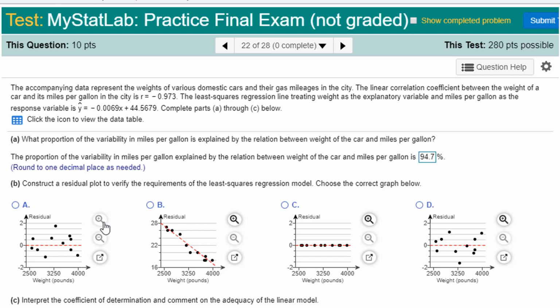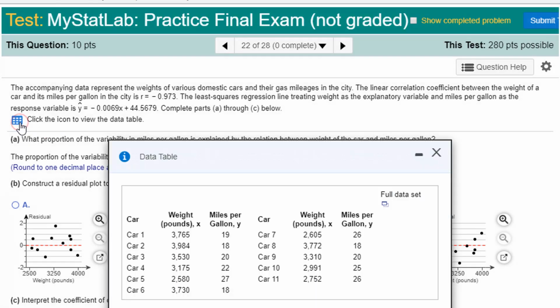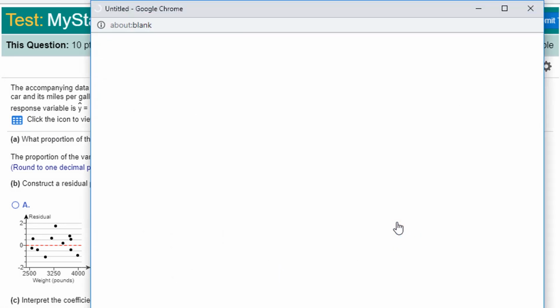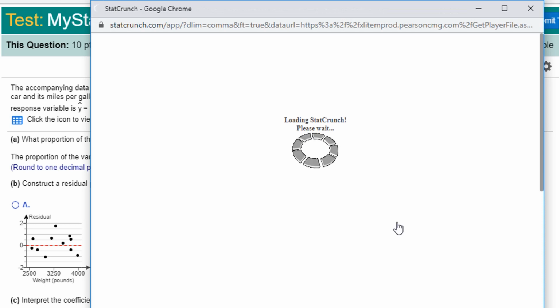Now, we could actually open the data in StatCrunch and we could create the scatter plot, but I think we can figure out which residual plot. The residual plot to verify requirements of a least squares regression. Choose the correct plot below. I was going to say that we could estimate this scatter plot from just the data, but this is looking for residuals. So we're going to actually open up StatCrunch and get this from StatCrunch. I'm going to open the data table, export the data to StatCrunch, and create the residual plot and see which one it matches with.